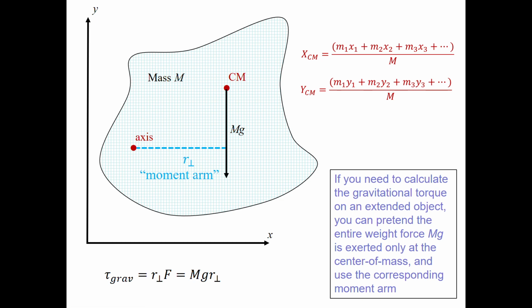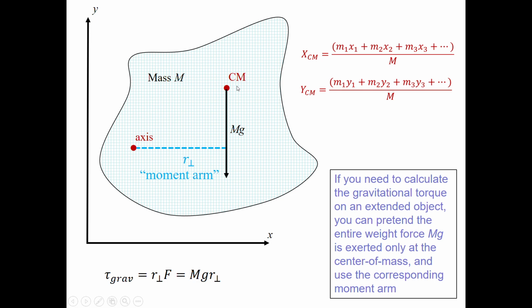If you need to calculate the gravitational torque on an extended object, which seems on the face of it complicated, you can simplify your life by pretending the entire weight force is only being exerted at a single point, which is the location of the center of mass. And here's how you find the x and y coordinates of the center of mass.